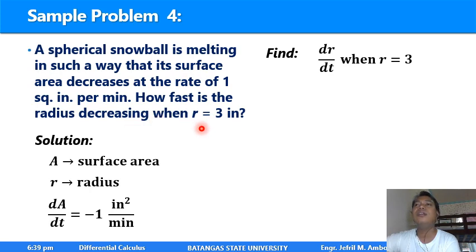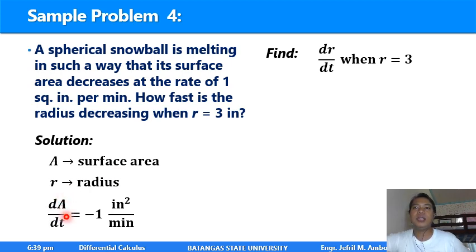What is the condition required to get dr over dt? When r specifically is equal to 3. So, this is now the required quantity. Okay? So, we're able to convert this problem into mathematical expressions. Now, we need a working equation from which we will start our solution. What do you think will be our working equation here?